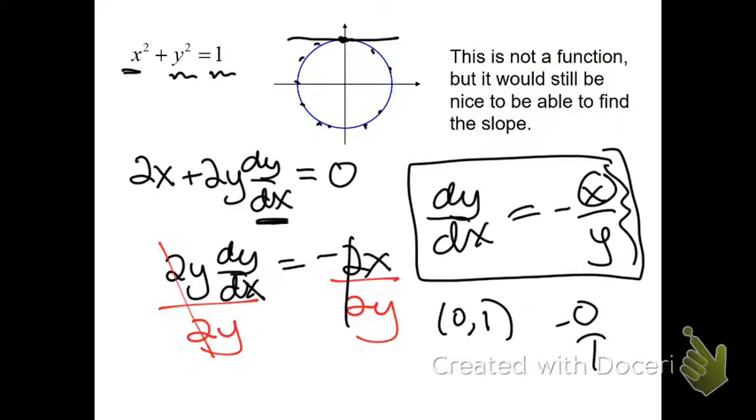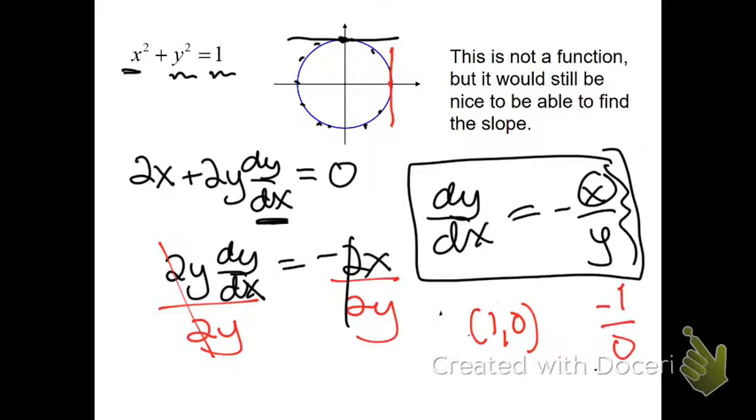Well, how about right here? That slope looks like it's vertical. Well, that's because the coordinates there would be (1, 0). So if I plug that into my slope equation, we'd get negative 1 over 0, which is undefined, and that's why we have a vertical slope right there.